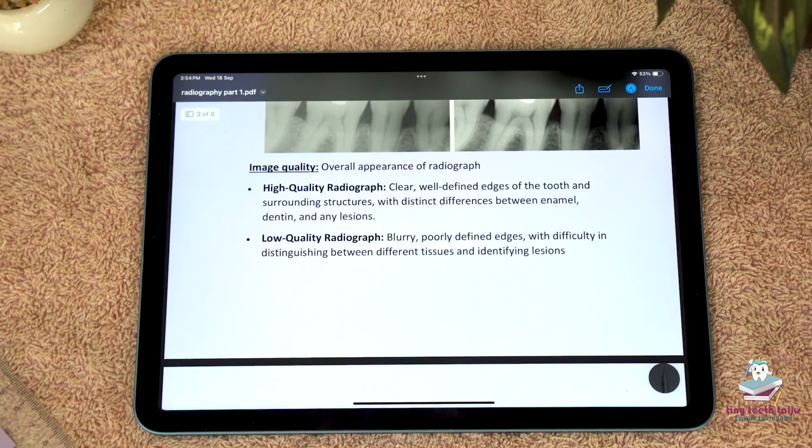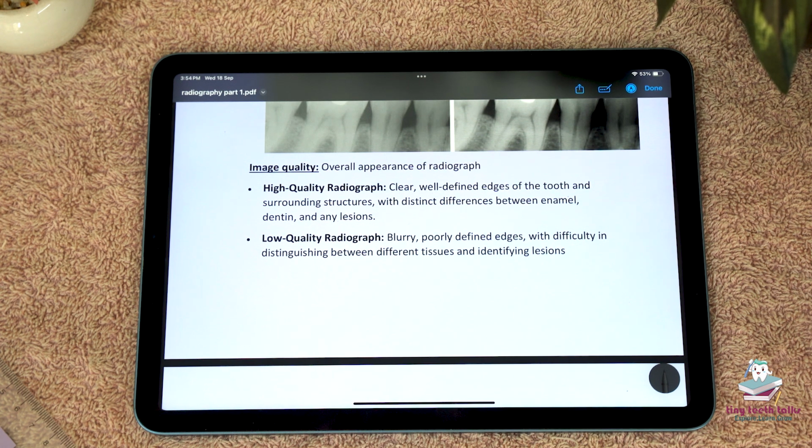Coming to image quality, it is the overall appearance of the radiograph. There are two types of image: high quality radiograph and low quality radiograph. A high quality radiograph has clear, well-defined edges of the tooth and surrounding structure with distinct difference between the enamel, dentin and any lesion. And a low quality radiograph has blurry, poorly defined edges with difficulty in distinguishing between different tissues and identifying lesions.